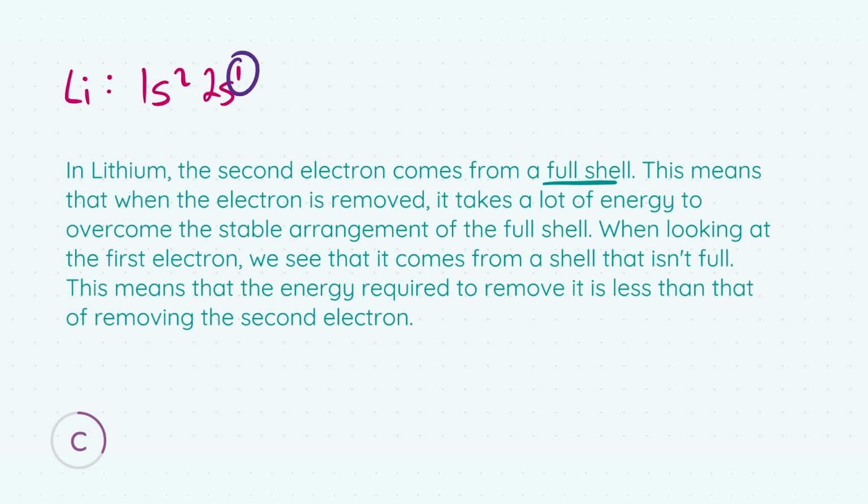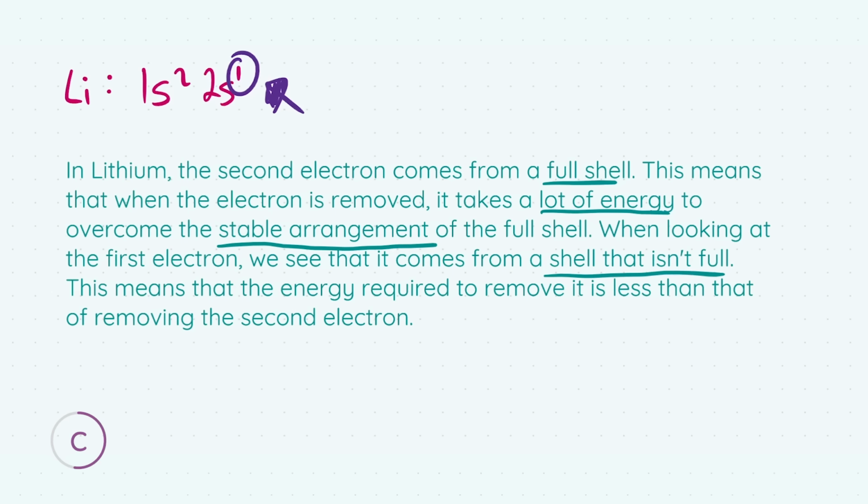But coming back to our answer, we were saying that the second electron actually comes from a full shell, and what this means is that when the electron is removed, it takes a lot of energy to overcome the stable arrangement of this full shell, because as we know, electrons like to be in stable arrangements. We have the octet rule and lots of stuff like that. In this instance, because it is a full shell and we're removing the second electron, it's a lot more difficult to do so. When we're looking at that first electron, we see that it comes from a shell that isn't full. It's this 2s1 here. It isn't a full shell, and it's very easy to remove.